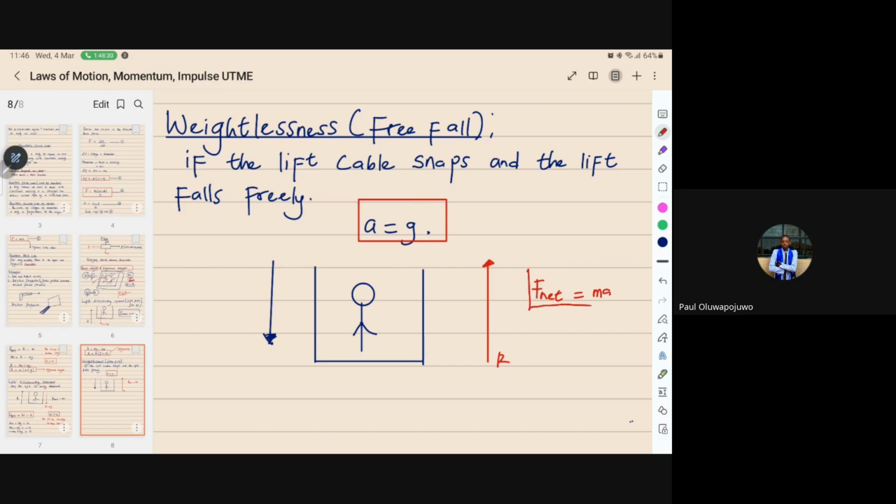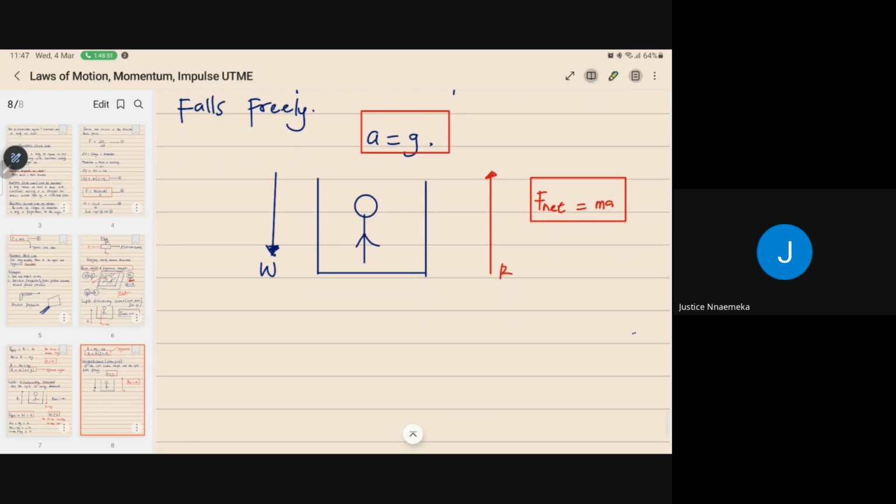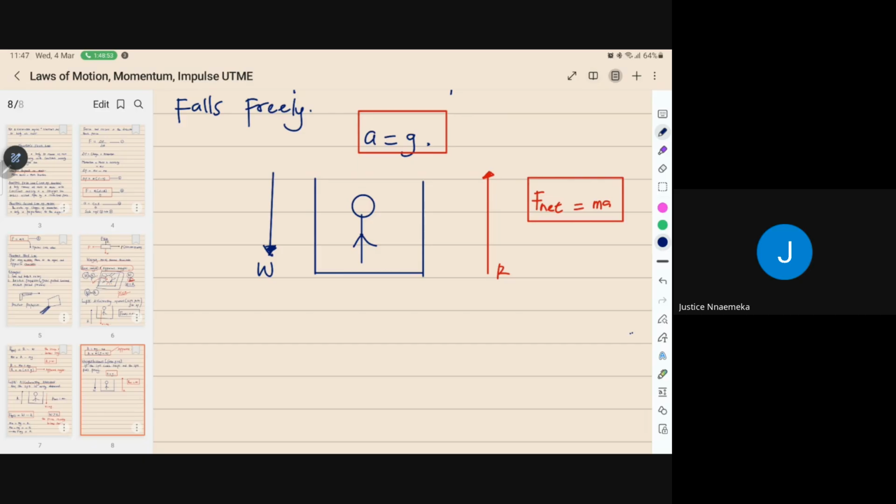But who can still tell me at this point, since the object is falling downwards, what is still the resultant force? Even if it is a free fall, what is the resultant force? What's the resultant force? W minus R. W minus R. Yeah. So we have the F net. Yeah, thank you, Baraka. So that is what? W minus R.